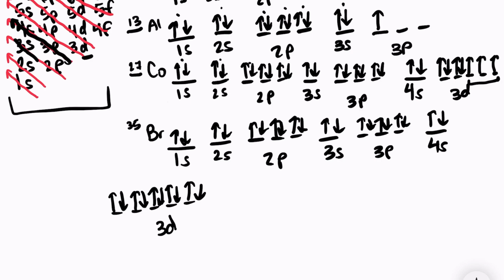And now we can double check. We have 2, 4, 6, 8, 10, 12, 14, 16, 18, 20, 22, 24, 26, 28, 30. We need 5 more. After 3d, we have 4p, following the Aufbau diagram. And I only need 5 more electrons, so we will have 1 unpaired electron left over.